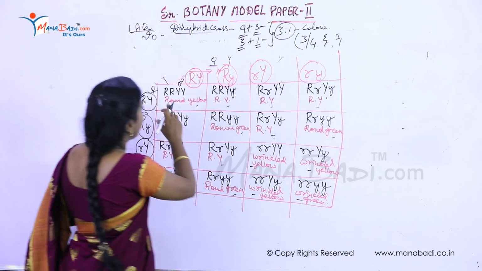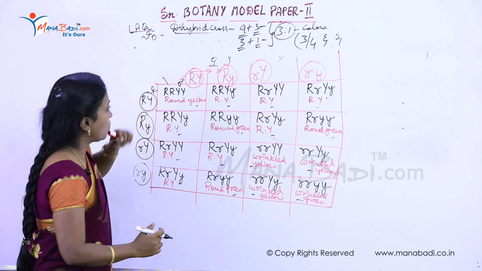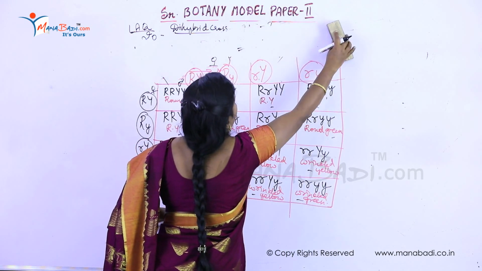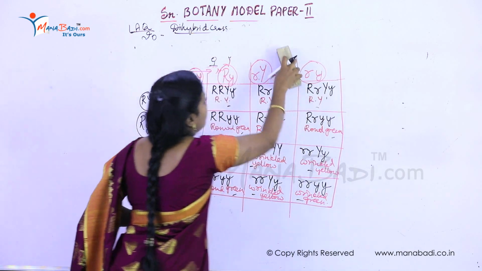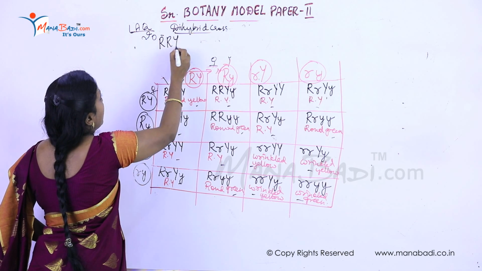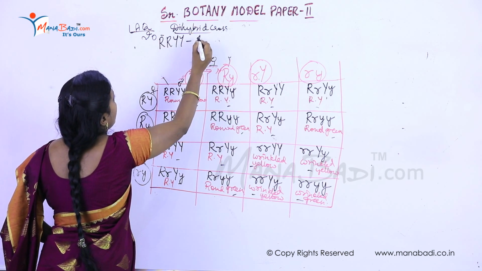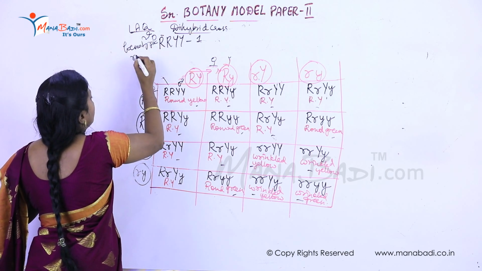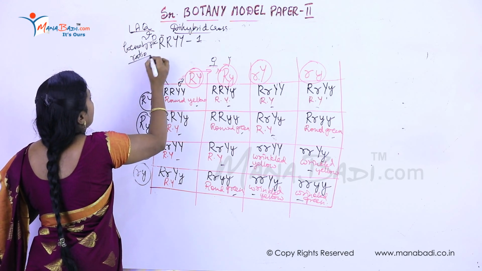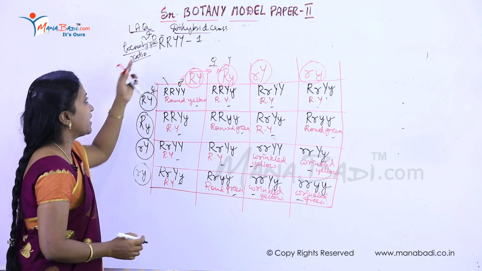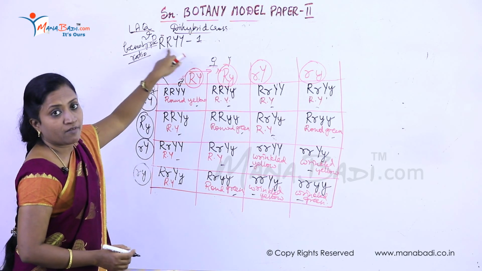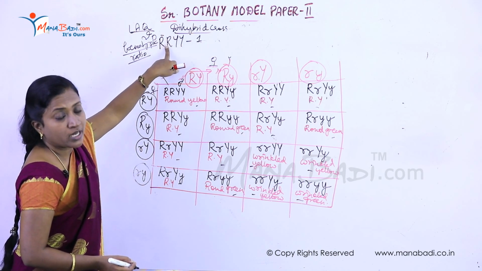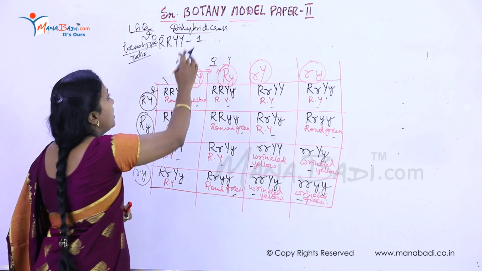So how many are there? Capital R's and capital Y's, only 1. So the genotype we can go with is the genotypic ratio capital R, capital R, capital Y, capital Y, only 1. This is the homozygous dominant round yellow seeded plant, only one.